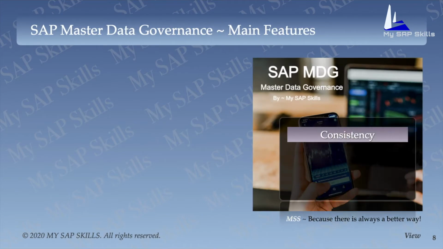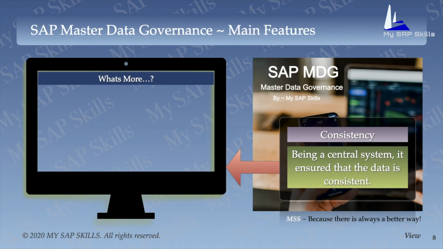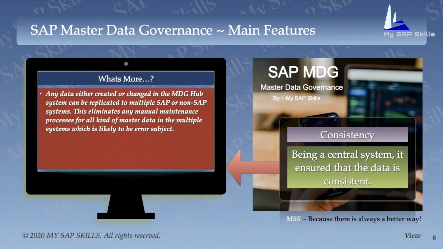Now let's discuss data consistency in SAP MDG. Being a central system, SAP MDG ensures that the data throughout the process is consistent. There is more about data consistency. Any data, either created or changed in the MDG hub system, can be replicated to multiple SAP or non-SAP systems. This eliminates any manual maintenance processes for all kinds of master data in the multiple systems, which is likely to be error prone. In other words, we have no chance of data error during the process.